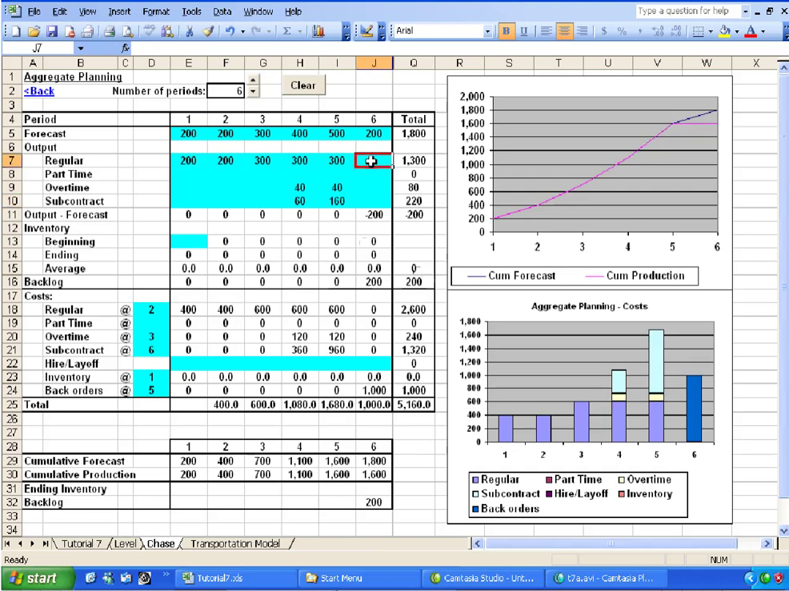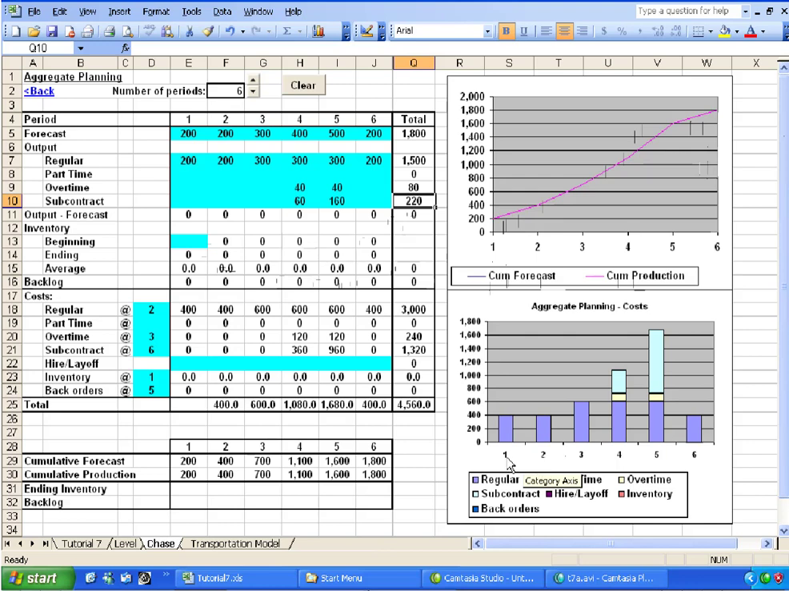And finally, in the sixth period, we only need 200 units of regular production. So we have met our demand through the use of all three production methods. We have produced 1,500 units on regular time, 80 units on overtime, and we have required 220 units of subcontracting. We have used no inventory and no back ordering. Notice that the forecast and production lines fall right on top of each other because, of course, we are producing at the same level as the forecasted demand.